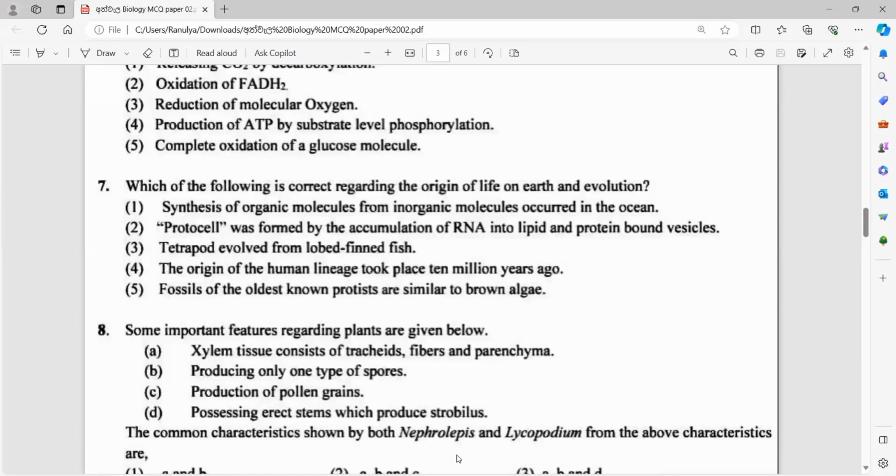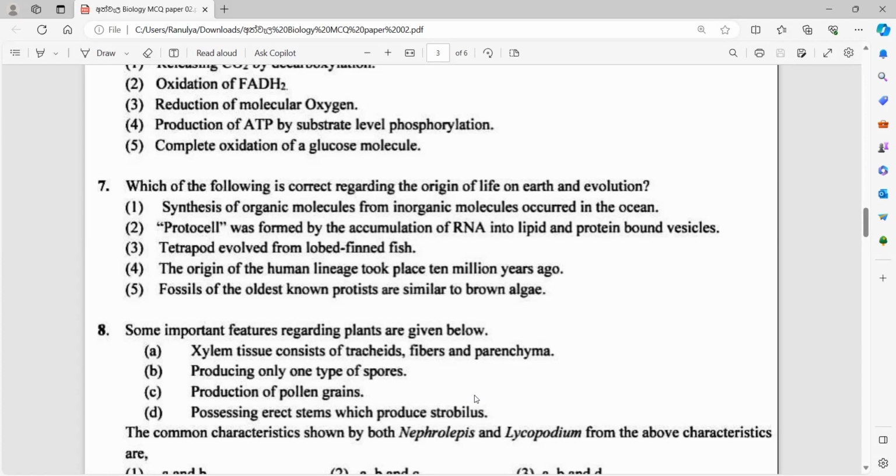Seventh question, that is from the third unit. Which of the following is correct regarding the origin of life on Earth and evolution? Synthesis of organic molecules from inorganic molecules occurred in the ocean, that is incorrect. Second one, protocell was formed by accumulation of RNA into lipid and protein bound vesicles, right? Here, RNA accumulated into lipid bound vesicles and they form protocells, right?